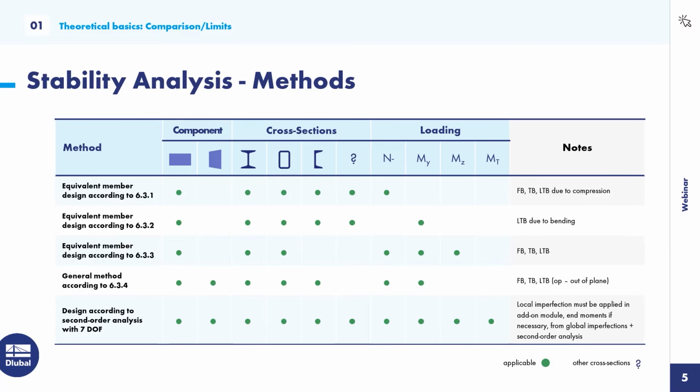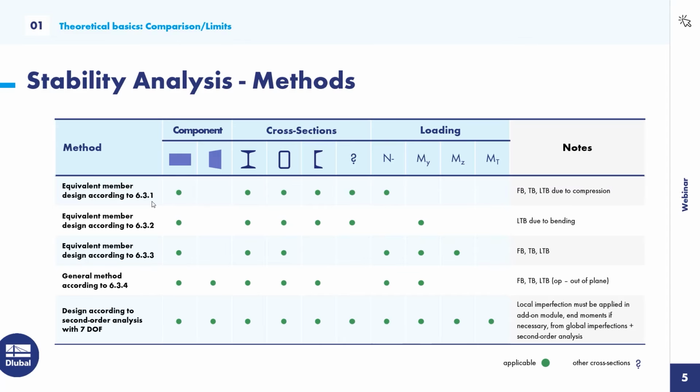Okay, let's start with this overview table where the stability analysis methods are compared. And you can see the limits of the different methods in the table. We go through this table line by line. First line, equivalent member design according to 6.3.1, according to Eurocode 3.